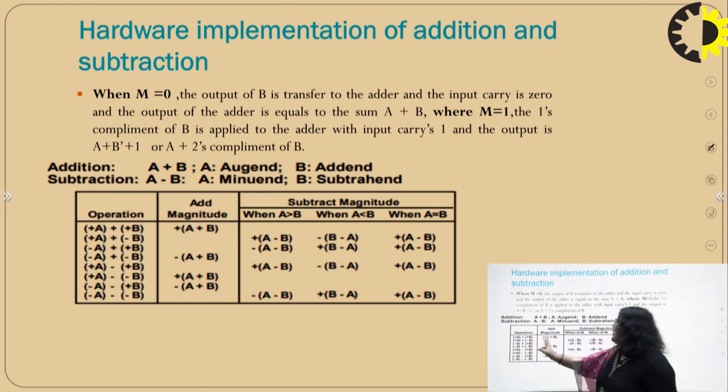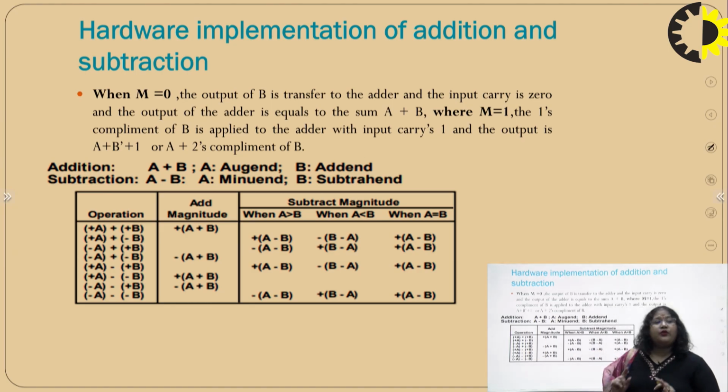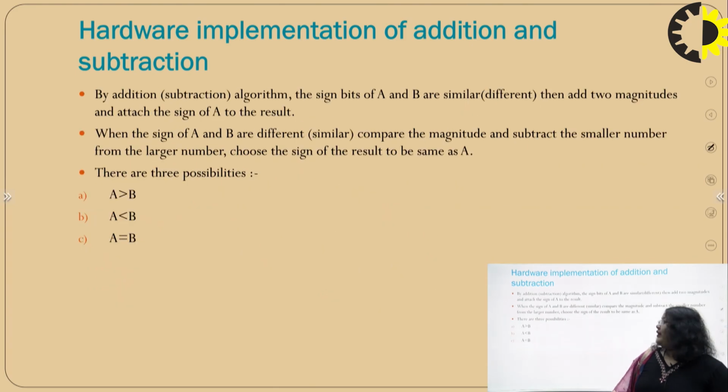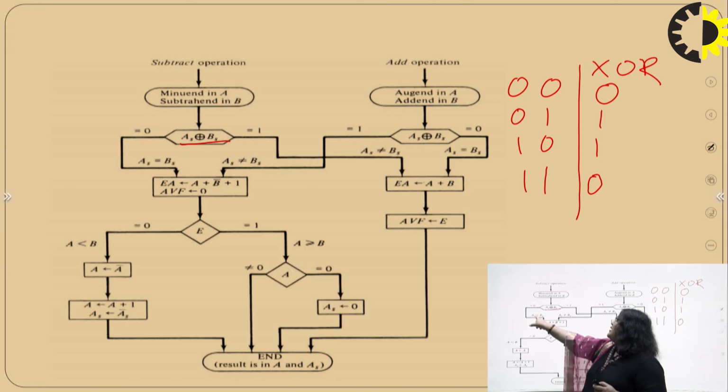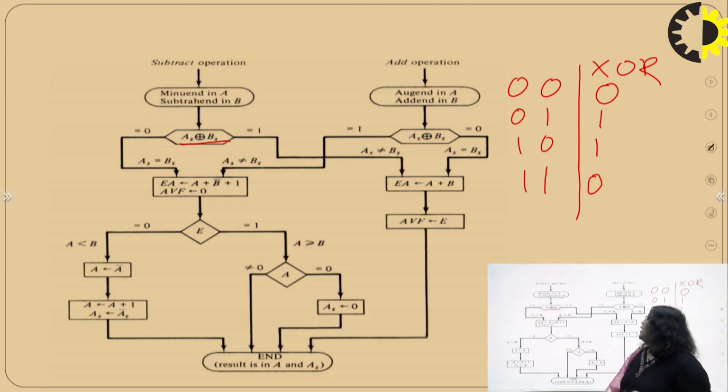If both signs are different and we have to do the subtraction, so actually we do the addition. So, we have to define this same rule in the flowchart. If both signs are the same, AS XOR BS is 0, so we have to do the subtraction. If both signs are different, the XOR output is 1, that means we have to do the addition. So, this pointer shows the addition rule.